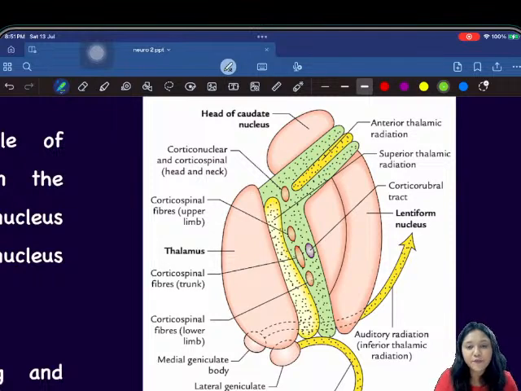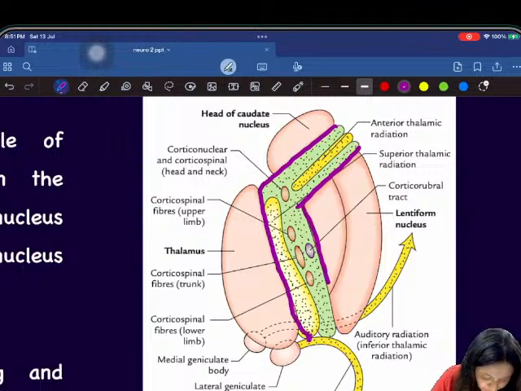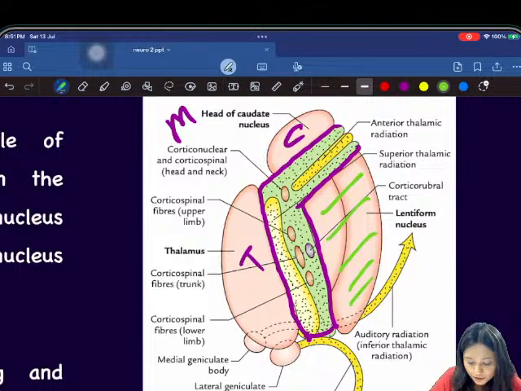A question has been asked on the internal capsule, scan or cadaveric image, I don't know, but it came in this July. You can see this V-shaped structure, this is the internal capsule. The caudate nucleus and the thalamus are present on the medial aspect, and the lentiform nucleus, which is divided into globus pallidus and putamen, is present on the lateral aspect. L for lentiform, L for lateral.